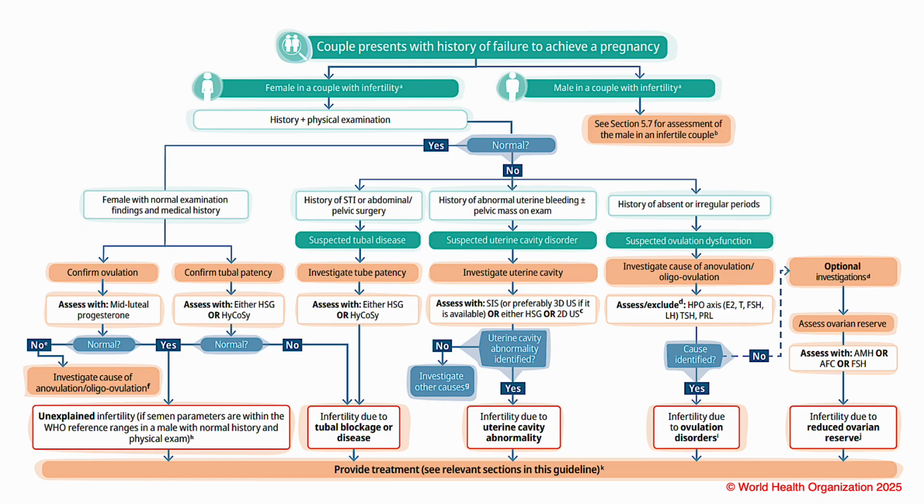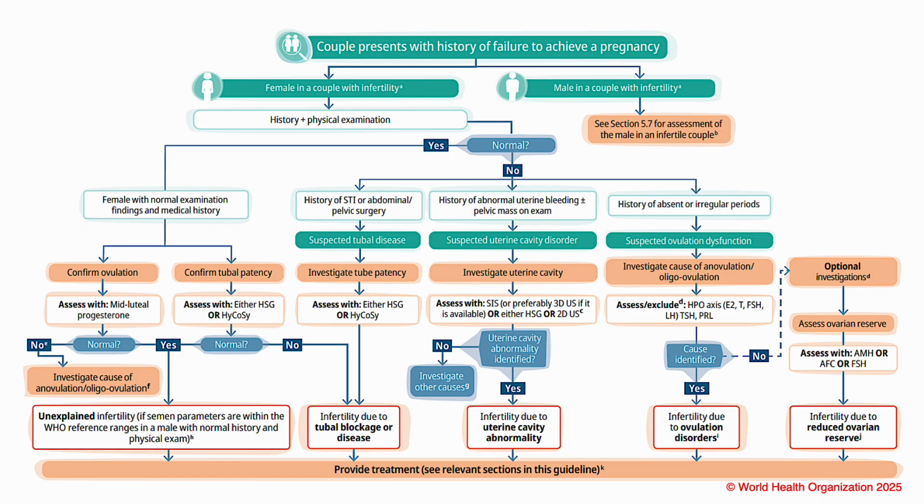If any cause is found, then the uterine cavity abnormality might be the reason for infertility. If there is a history of absent or irregular periods, then there is a suspected ovulatory dysfunction, and then there is the battery of hormonal analysis which we have to do, which will include the FSH, LH, the estradiol, testosterone, and depending on the history, the TSH and prolactin, and accordingly the management.